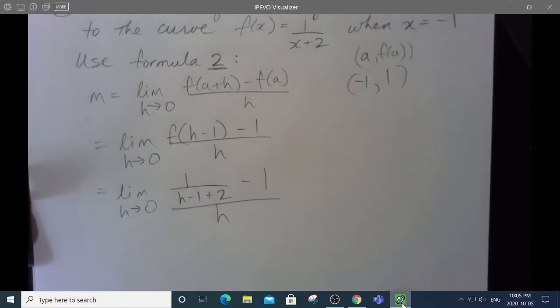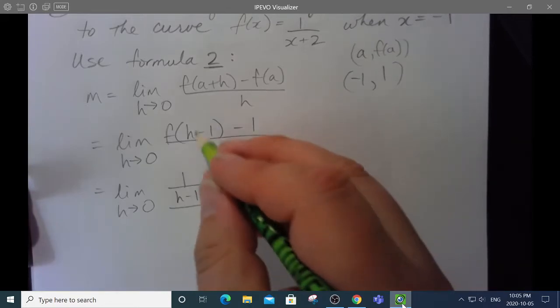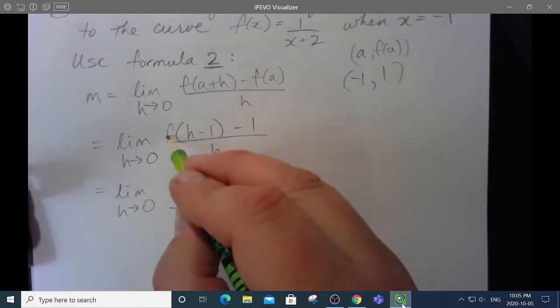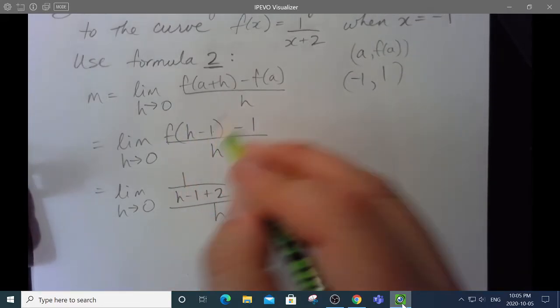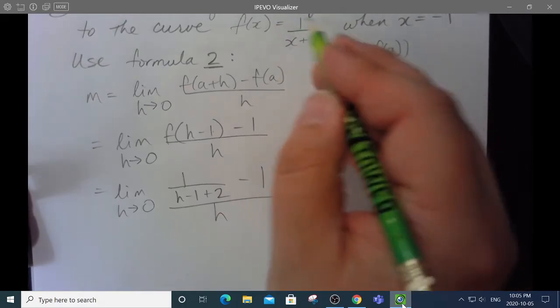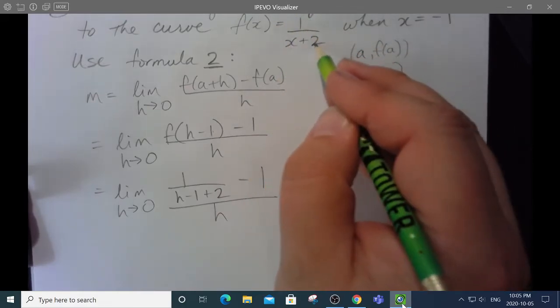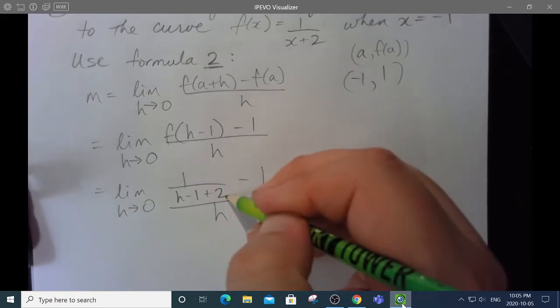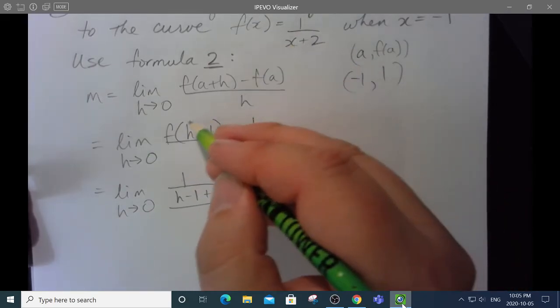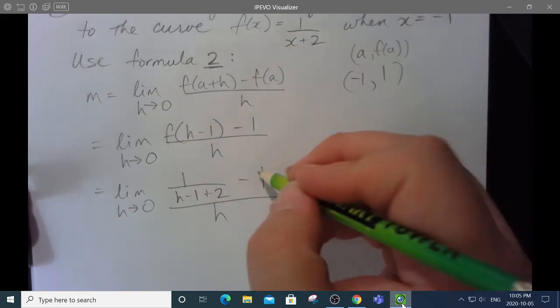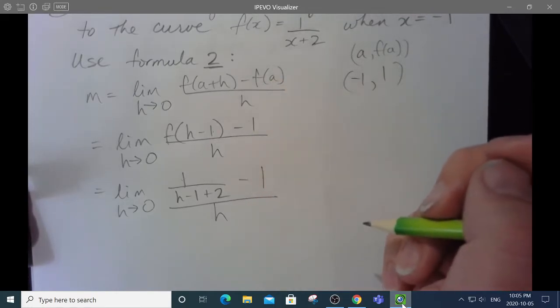This is the part that some of you are really struggling with. This here, this is saying take the function and put h minus 1 in where its variable is. Everything else about the function has to stay the same. This 1, this 2, they're right there. All I've replaced is x was replaced with h minus 1. And of course this minus 1 is still f of a's minus 1.